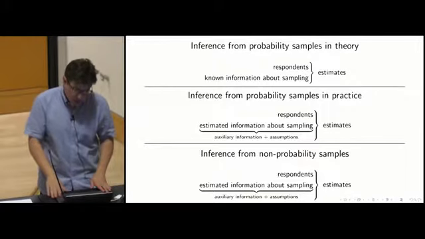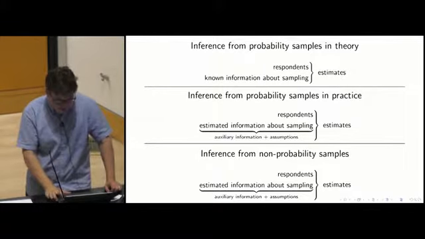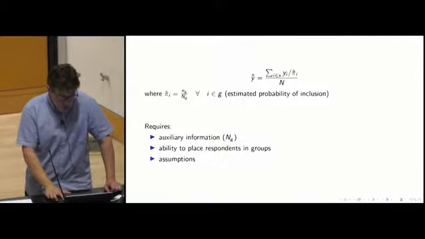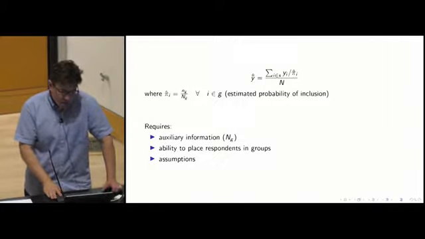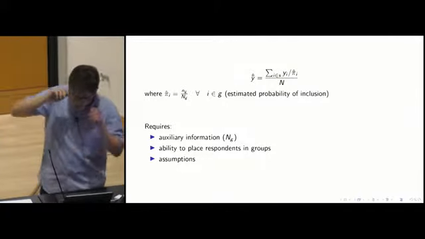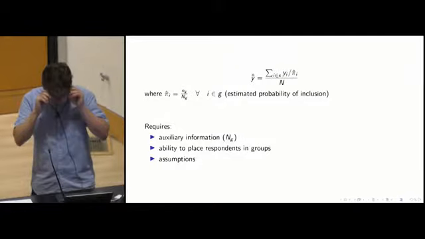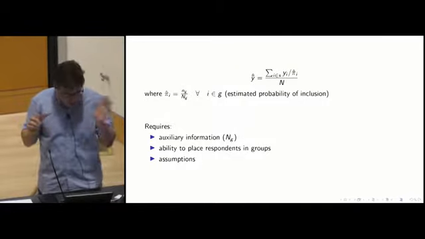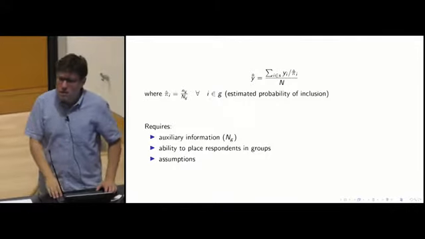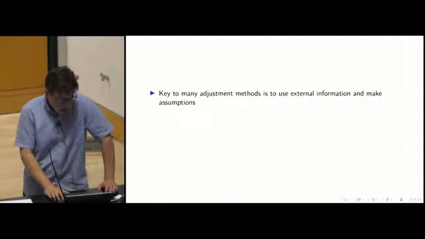Inference from non-probability samples, again, the same thing. You don't know the probabilities of inclusion, so you estimate them based on auxiliary information and assumptions. So here is basically one form of non-probability sampling adjustment model. I'm just going to skip this because we'll have much more time for this in the activity. It's better for you to just do it yourself than hear me try to describe it.